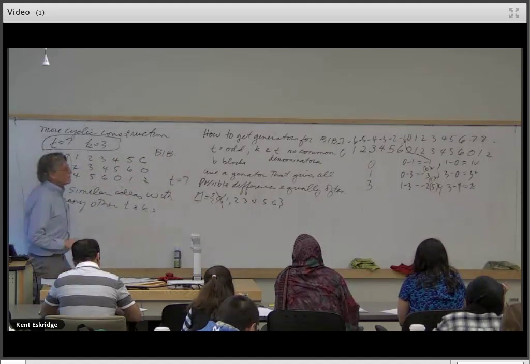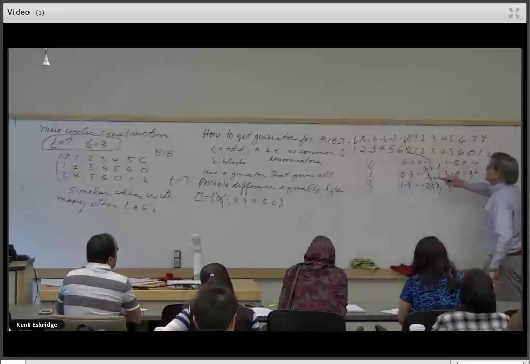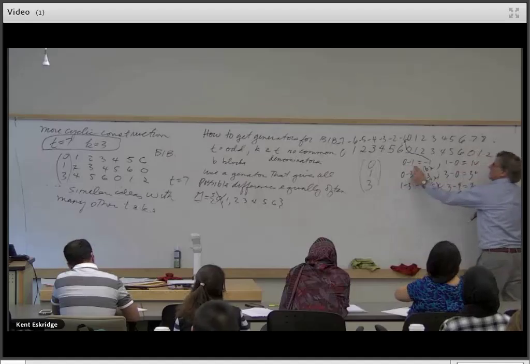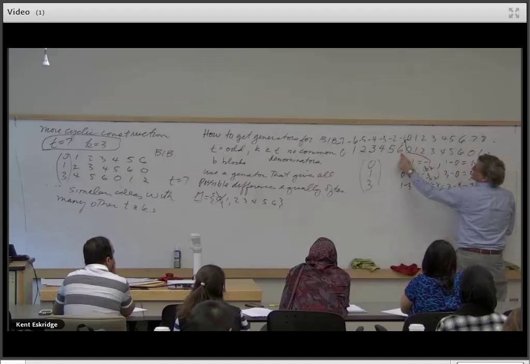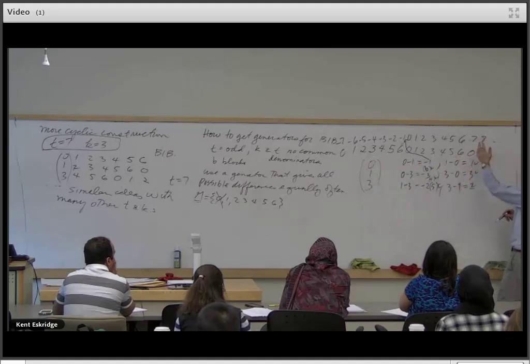Okay. Everybody see what I'm doing? This should be easy to see. If I just take my generator here, and I take 0 minus 1, I get minus 1, and it maps to 6. 1 minus 0, it just maps to 1. 1 is 1, right? So on.